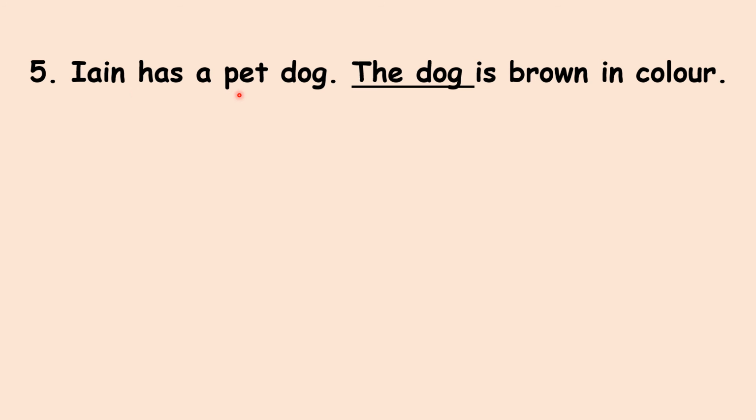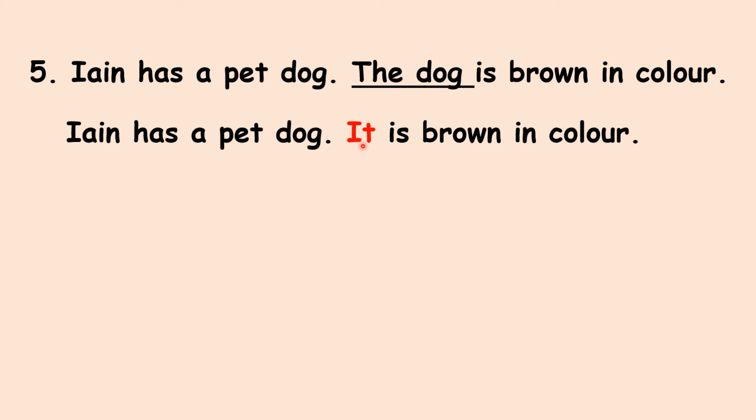Ian has a pet dog. The dog is brown in color. Now here the words the dog are underlined. So in place of the dog, which pronoun will you use? It. It is used for animals and it is used for things. So the sentence reads, Ian has a pet dog. It is brown in color.